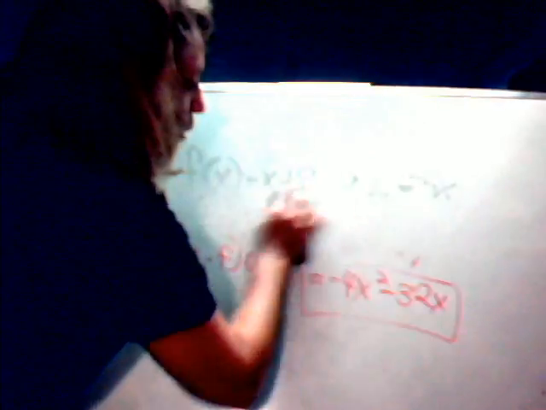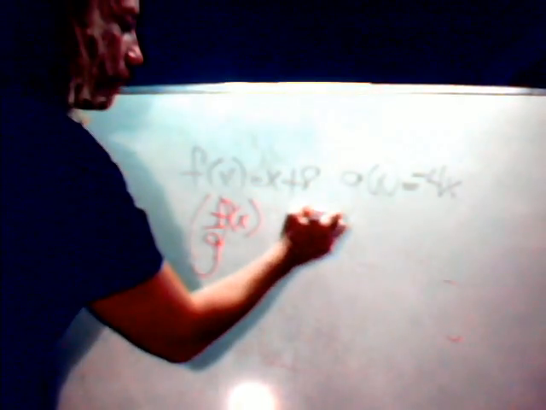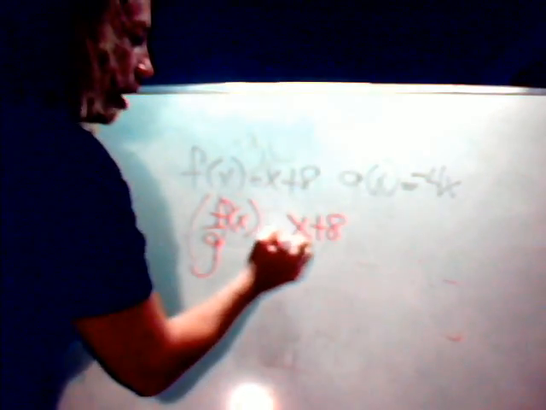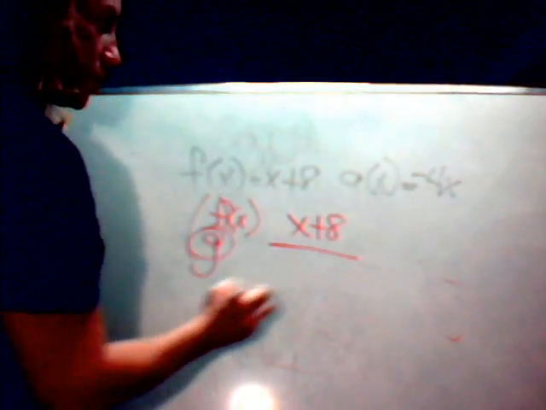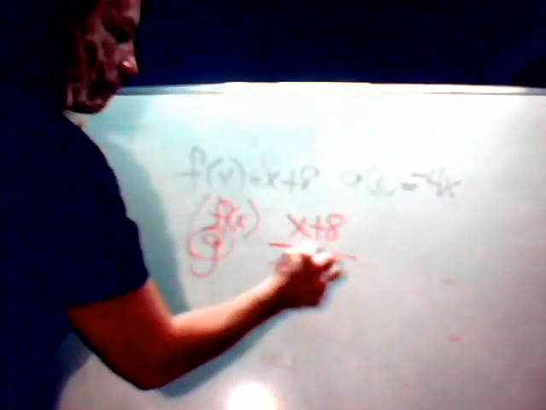Okay, now we know that in division, the order does matter. So let's look at this one. Let's take f divided by g of x. That means on top, I'm going to have to put the x plus 8. And on the bottom, I put the g function, which is negative 4x.